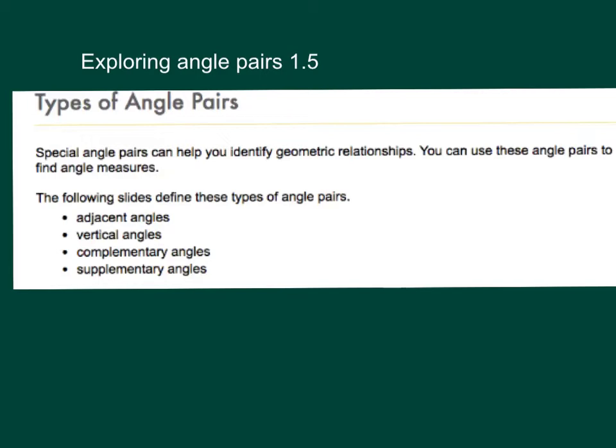This is 1-5 in the book. Special angles can help you identify geometric relationships. You can use these angle pairs to find angle measures. The following slides define these types of angles: adjacent angles, vertical angles, complementary angles, and supplementary angles. Two of them you already know. Complementary angles and supplementary angles you already know. So those complementary, remember, add up to 90 degrees, and supplementary add up to 180 degrees.